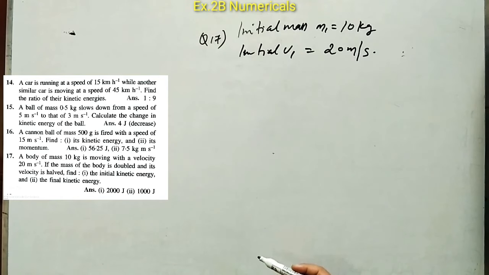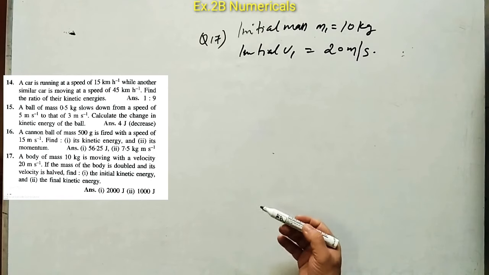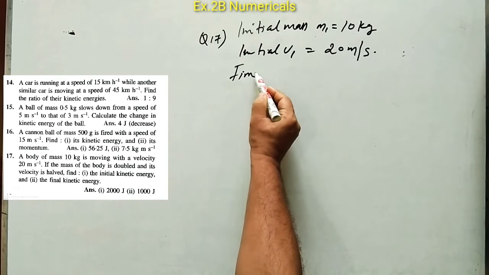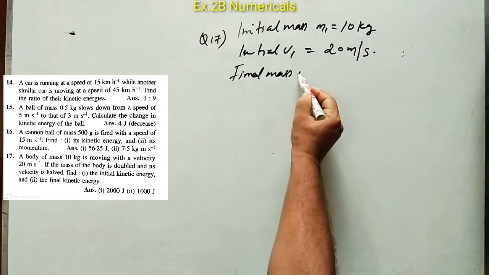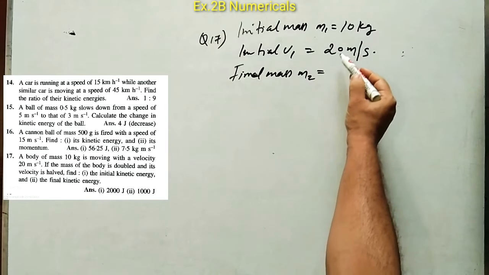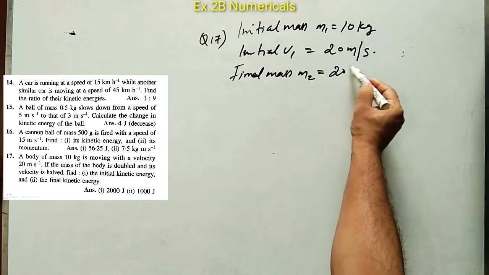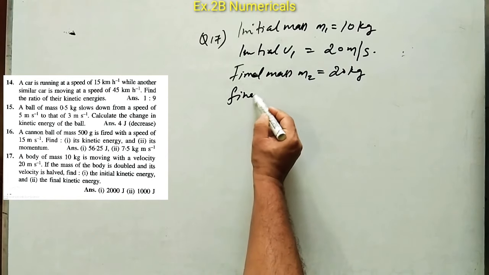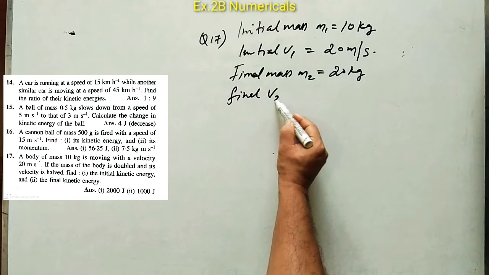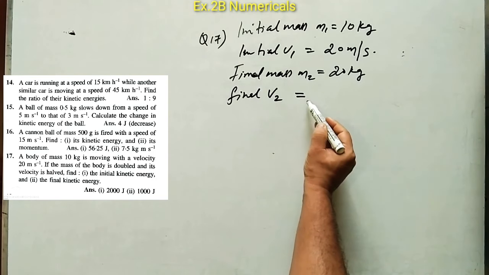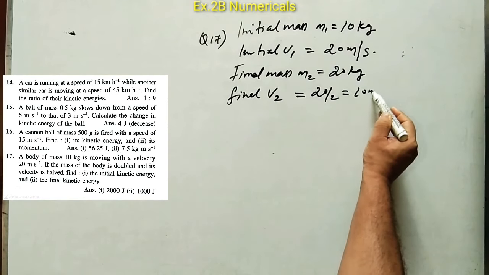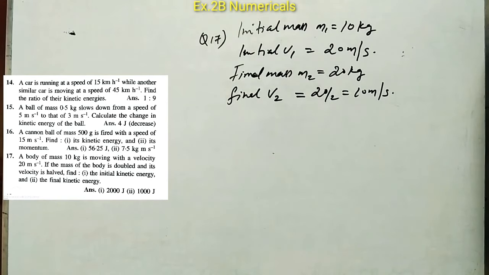Okay, now what happens? Read the question. If the mass of the body is doubled and velocity is halved, okay, take the final mass as m2. It is doubled, so 2 times 10, that is 20 kilogram. And the final velocity, you take it as v2, is half of the initial velocity, that is 20 divided by 2, that is 10 meter per second. Okay, so this is the case.